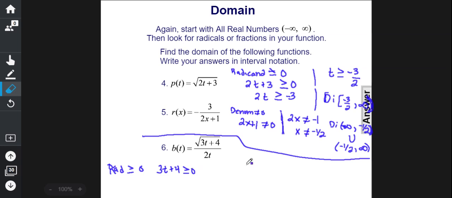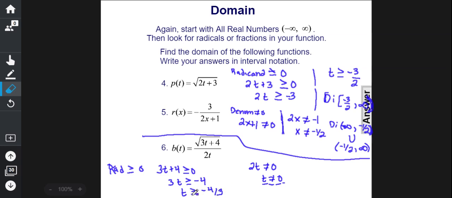And I also check whether or not I have a fraction. I have a fraction too. So I know 2t, my denominator, cannot be equal to 0. So this is very quick. Divide both sides by 2, I know that t cannot be equal to 0. So I just went ahead and took care of that. And here I need to solve for t and get t by itself to get my inequality. I subtract 4 from both sides, so 3t is greater than or equal to negative 4. And then I divide both by 3, so t is greater than or equal to negative 4/3.